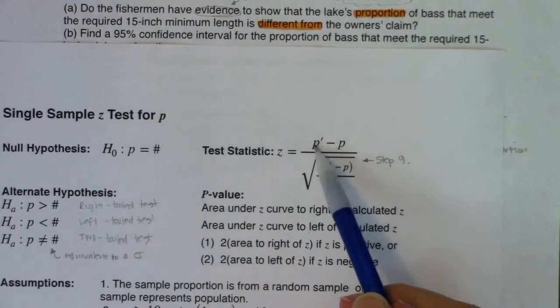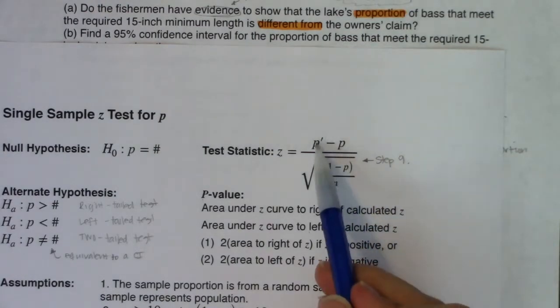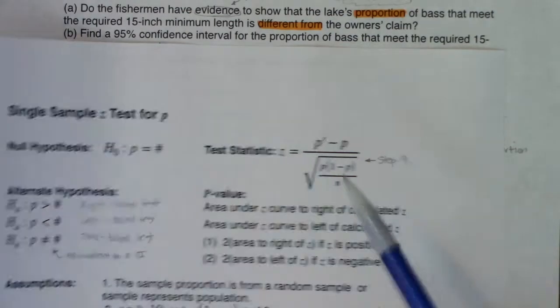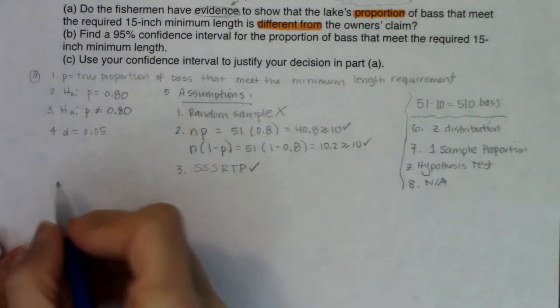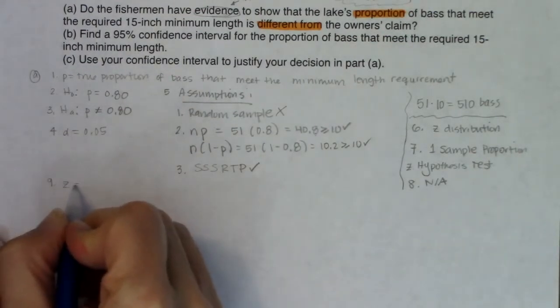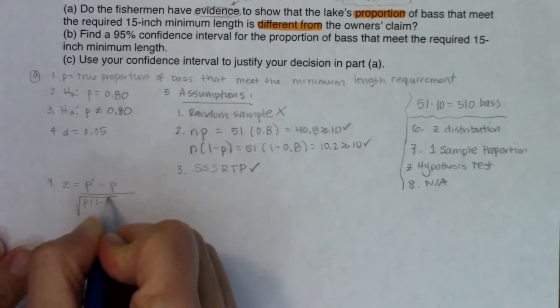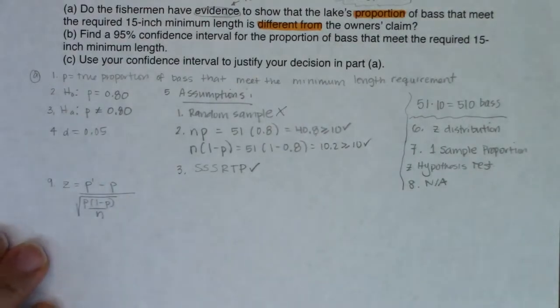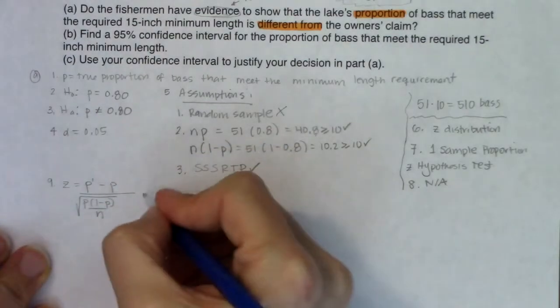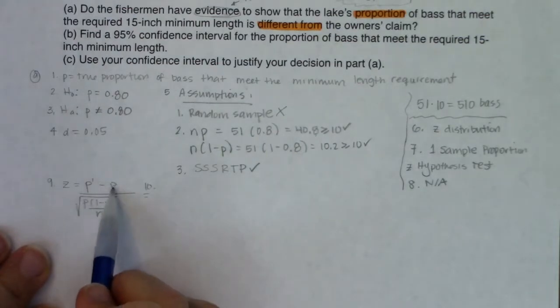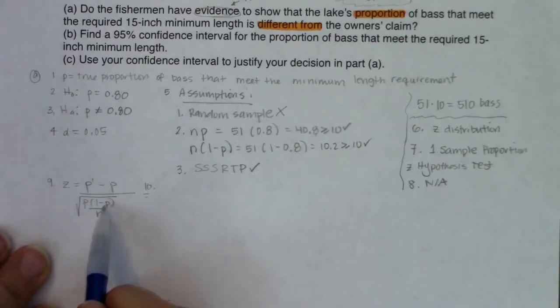All right, we got value minus mean over standard deviation, or stat minus parameter over standard error. So I'm going to copy this formula right onto my paper. So step nine is Z will equal P prime minus P over the square root of P times 1 minus P over N. There we go. All right. Step 10, fill in my numbers for my particular problem. All right. We said our sample proportion was 53%. We know our null proportion is 80. So I'm going to go 80, 80, 80 here. And our sample size was 51.